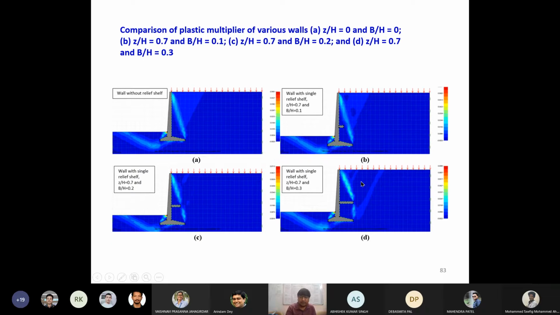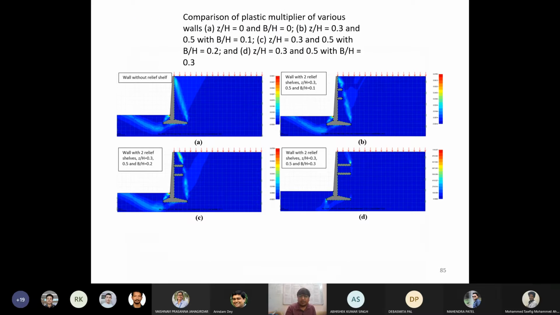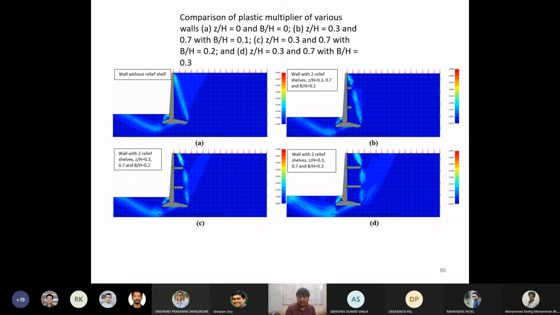Then take the bottommost relief shelf. When your relief shelves do not have sufficient width, this is not going to alter the shape of the failure plane, okay. Only once the failure plane touches the relief shelf will it show its effect on the failure plane, okay. Similarly, these are the findings we noted for the various cases of two relief shelves, okay. Again, these are the pictures for the two relief shelves case. So I'm quickly skipping these things, okay.